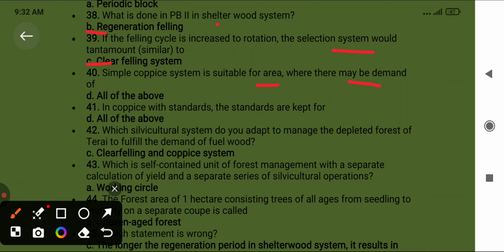In coppice with standards, the standards are kept for a longer period. Which silviculture system would you adopt to manage the depleted forest of the Terai to fulfill the demand of fuelwood? The clear felling and coppice system. A self-contained unit of forest management with a separate calculation of yield and a separate series of silviculture operations is a working circle.